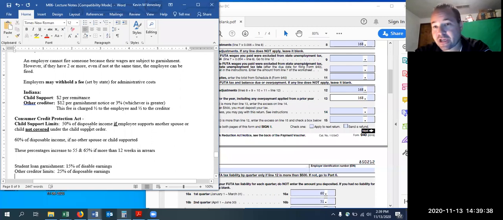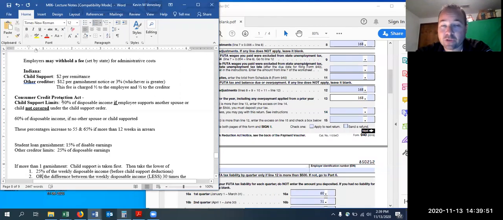This Consumer Credit Protection Act basically says, okay, we're not going to allow you to take everything out of the worker's check. It is going to be limited, but for child support, we have a pretty high limit. So if you owe back child support, up to 50% of your disposable earnings can be taken out of your check. If the employee has another spouse or another child that's not part of the child support agreement, you can still have 50%. Even if you support another kid, they can still take 50%.